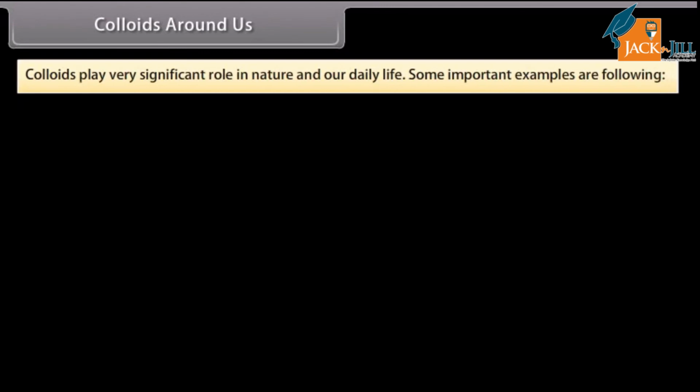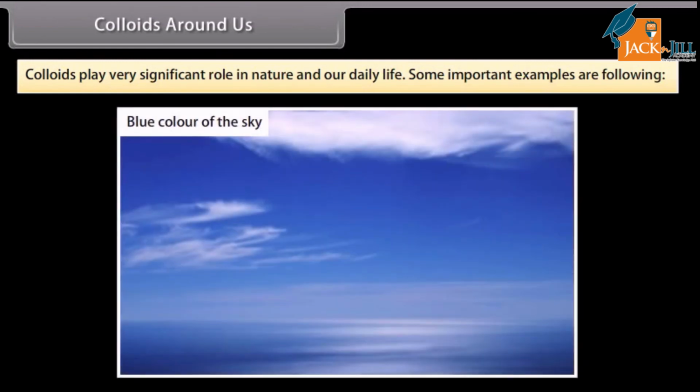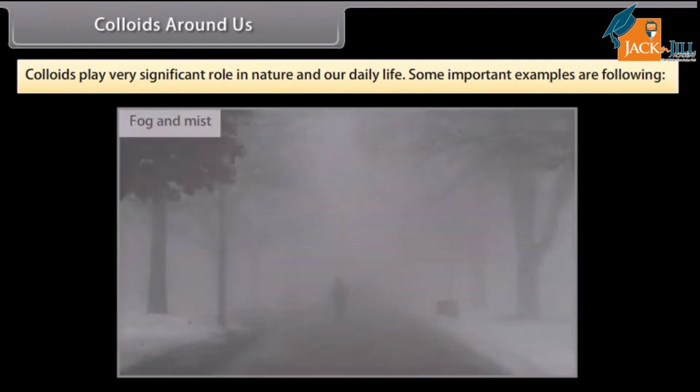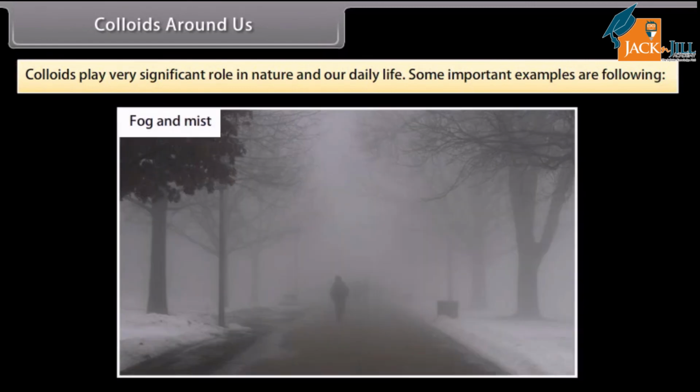Colloids around us. Colloids play a very significant role in nature and our daily lives. Some important examples are as follows. Blue color of the sky. It is due to scattering of light by colloidally dispersed dust particles in air that the sky looks blue. Fog and mist. They are colloidal systems.